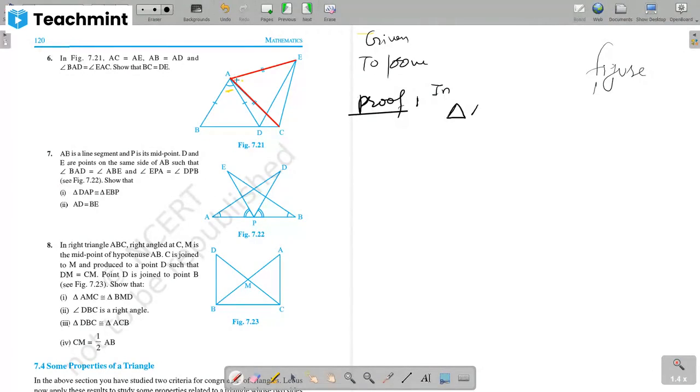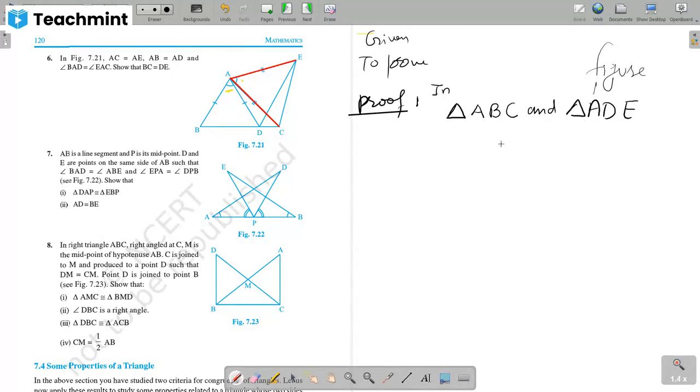We will consider triangle ABC, because we have to prove that BC and DE are equal. So be careful. We will consider triangle ABC and the triangle which includes side DE, triangle ADE. So we'll consider these two triangles.